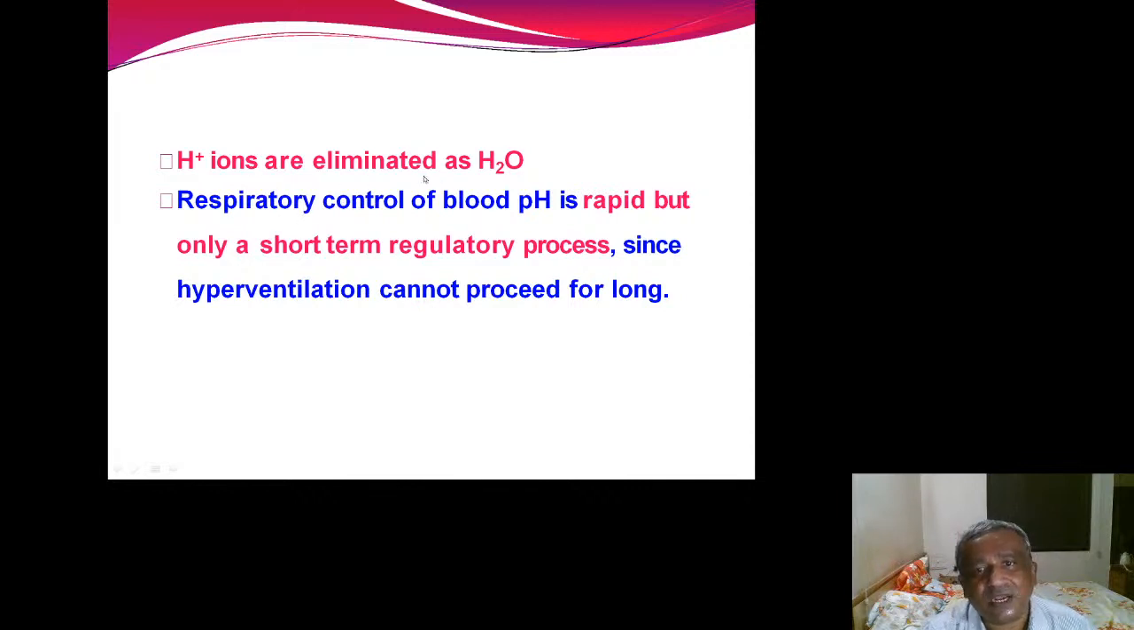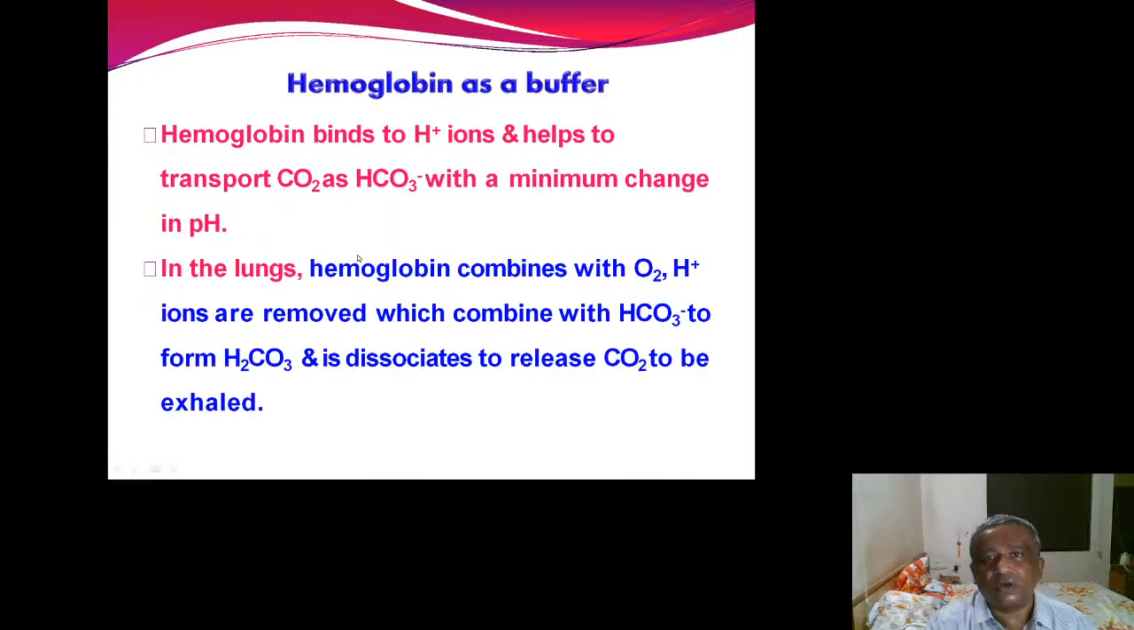The H ions are eliminated as H2O. The respiratory control of blood pH is rapid but only a short-term regulatory process. The respiratory process is rapid, but it is short-term. There is respiratory fatigue. The patient will not be able to keep up all this hyperventilation, and this cannot proceed for a long time.